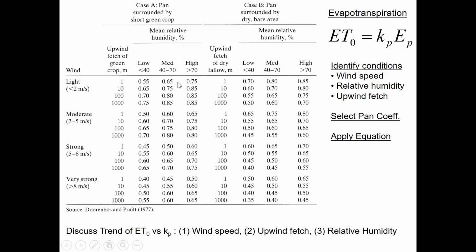But the further away from 1, when it is lower, that means that the pan is showing more evaporation than actually occurred inside of the crop of interest. And so low humidity lends itself to the pan exaggerating the amount of evaporation, whereas a high humidity means that the pan and the plants are going to be closer together in how much evaporation there was.